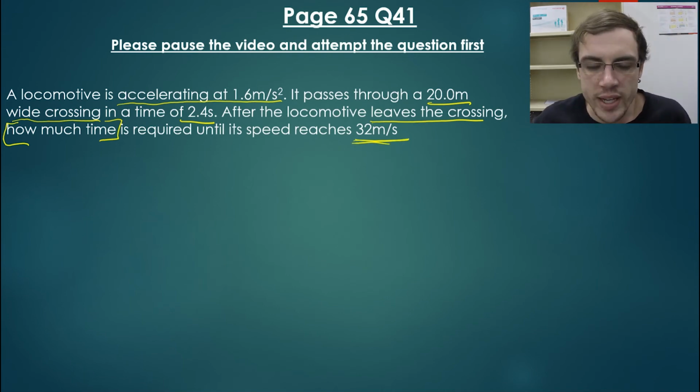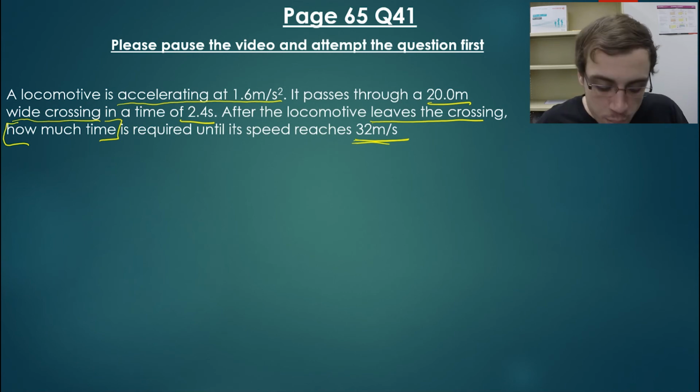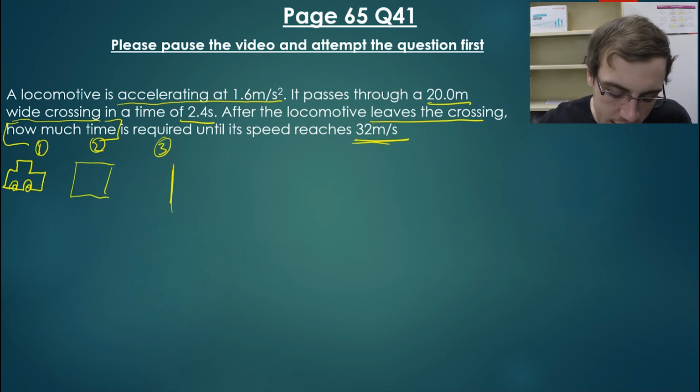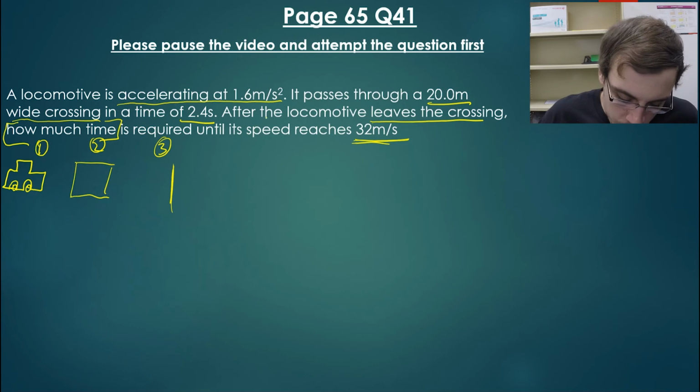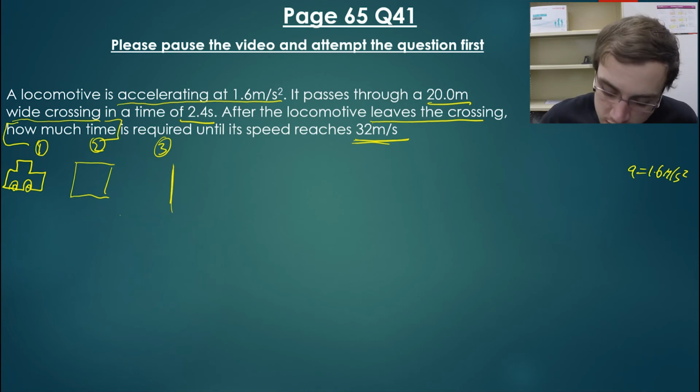Okay, this is a really tricky one because it involves more than one situation. We can't just use one formula. We need to break this into chunks: a before, a middle, and an after. First we investigate what we know: the locomotive's acceleration, and its displacement. The crossing is 20 meters, and it passed through this in 2.4 seconds.